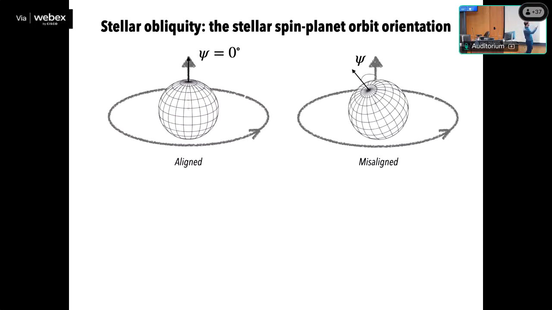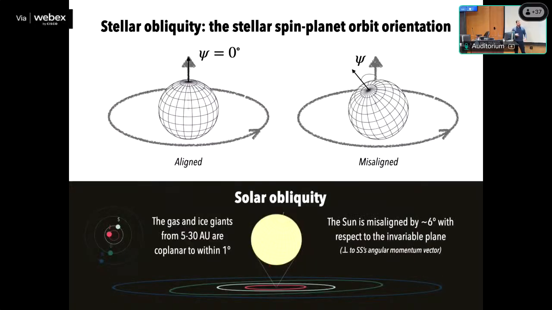So here would be an example of an aligned system. We usually use psi for the true obliquity, and misaligned here. Now this is relevant because the solar system is misaligned. The sun has an obliquity of about 6 degrees with respect to the invariable plane, about 7 degrees with respect to the ecliptic. The invariable plane is the mean angular momentum vector for the entire solar system. So the sun is misaligned, and it's not clear why that is.